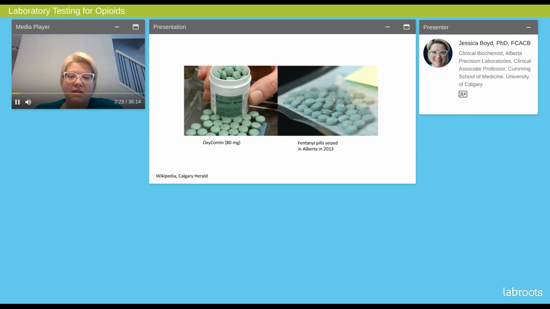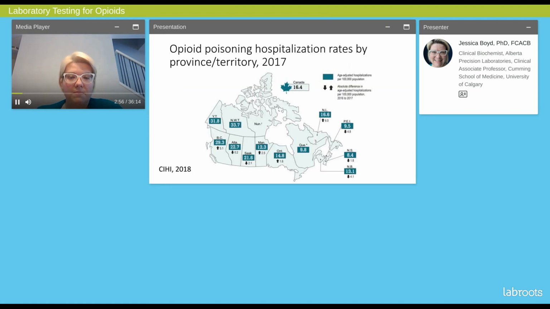And what we started to see in Alberta, and what was being seized by our local police forces, is shown in the right-hand picture, which are very similar looking tablets. They have the same kind of stamping, the same coloration, the same look to them, but they don't have oxycodone in them. They have fentanyl, and fentanyl is much more potent, and so this was leading to a large number of people, unfortunately, passing away because they were taking a drug that they weren't anticipating in their drug supply.